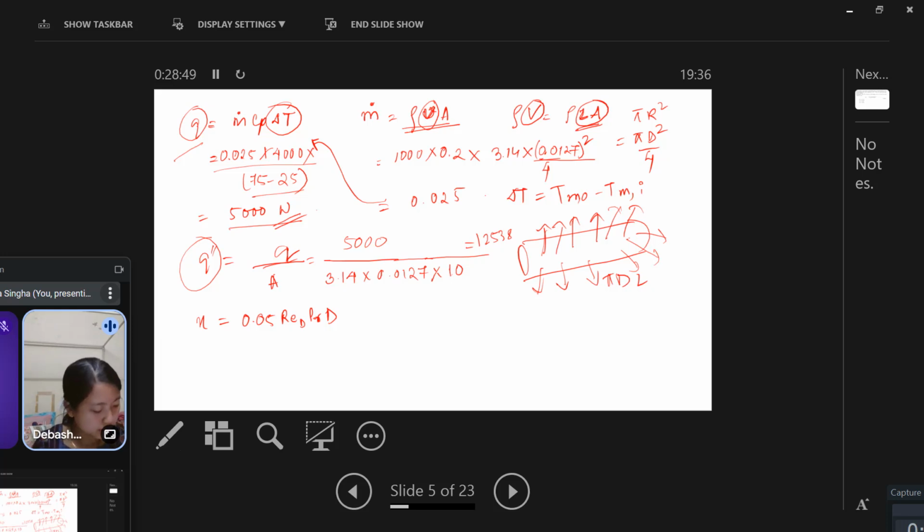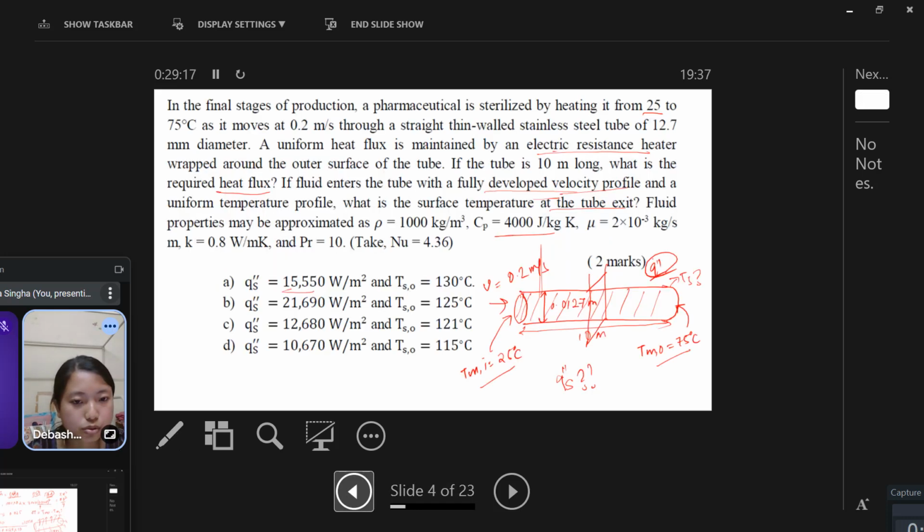So how will you know whether it's laminar or not? For this, you need to first find out the Re. Re is given by D V rho by mu. So D is 0.0127 into V, velocity, 0.2, rho is 1000, divided by mu, 2 into 10 to the power minus 3.